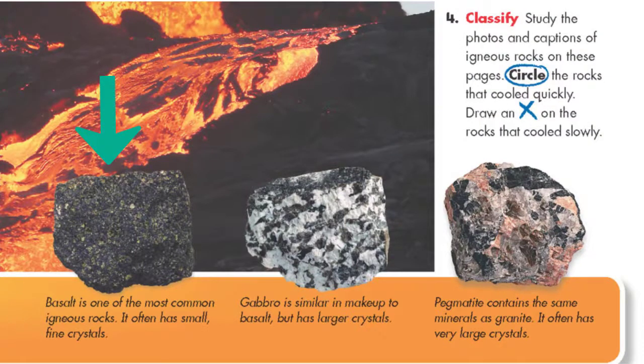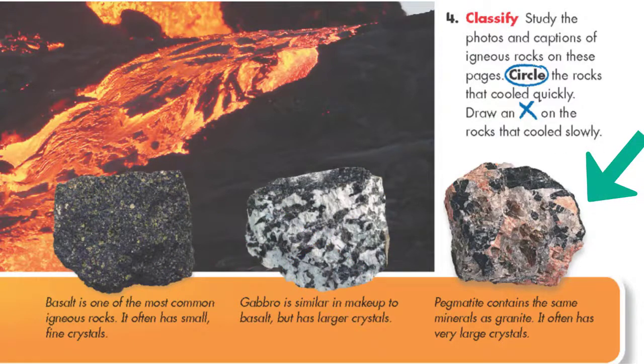Next, basalt. Basalt is one of the most common igneous rocks. It often has small fine crystals, but you can't see them, so you should put circle on it. Basalt is quickly cooling. Next, number 5, gabbro. Gabbro is similar in makeup to basalt, but has large crystals. You can observe crystals like I see, so you should put X.